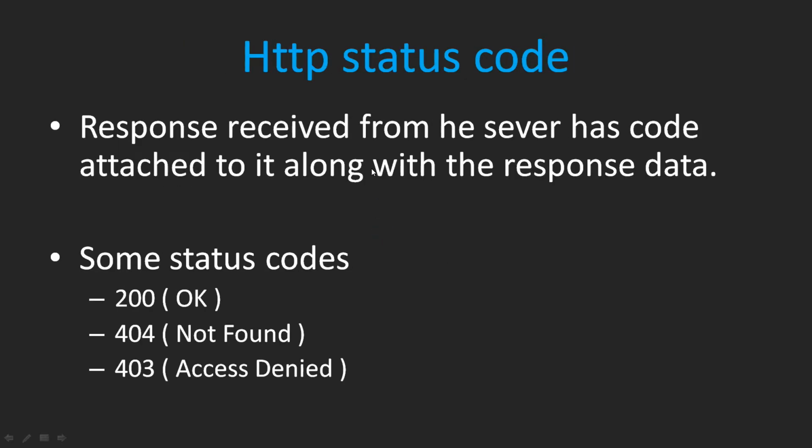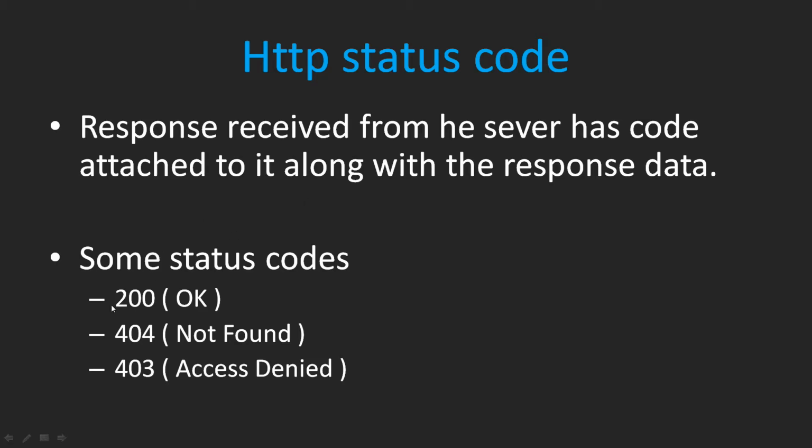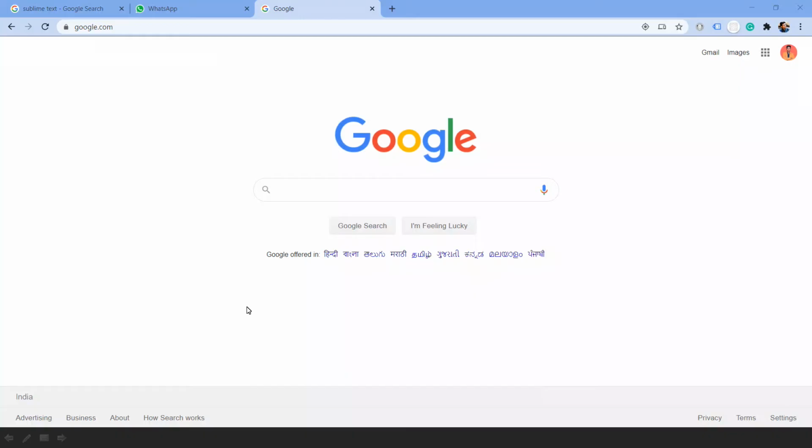Proceeding forward, we have HTTP status codes. Whenever we receive a response like this or maybe from some other website, it comes with a status code. It can be 200, it can be 404, it can be 403. Basically 200 means everything is fine, the website loads completely. So in this case we have loaded google.com and the page is showing up here, so it means everything is fine and the status is 200.